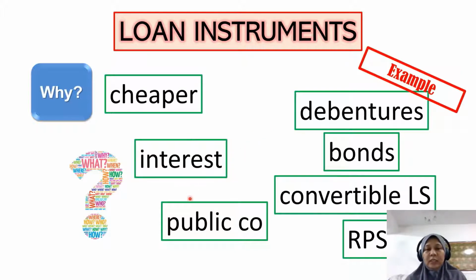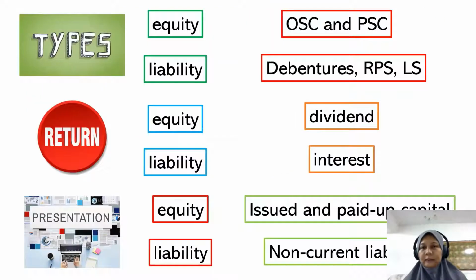The issuance is usually made or practiced by public companies. Some of the examples are debentures, bonds, convertible loan stock, and redeemable preference shares. So you have heard these items in the class before. Okay, so we move to the next slide. All right, these are a few of the differences. I categorize the differences according to types, return, form and presentation, and a few more, on the next slide.